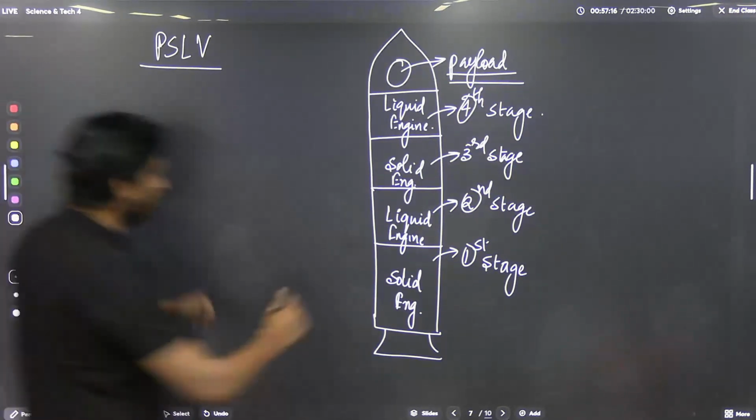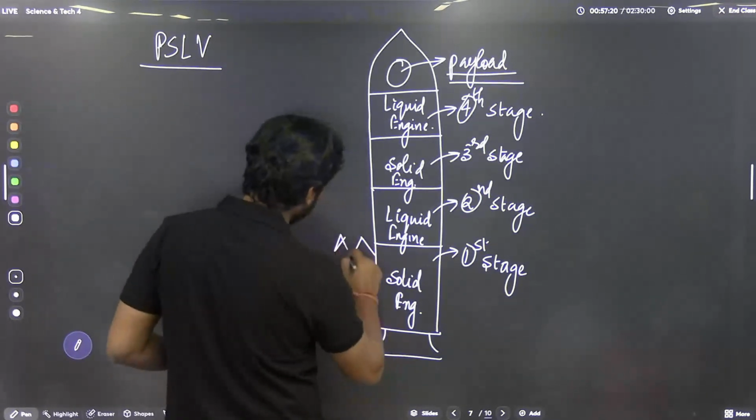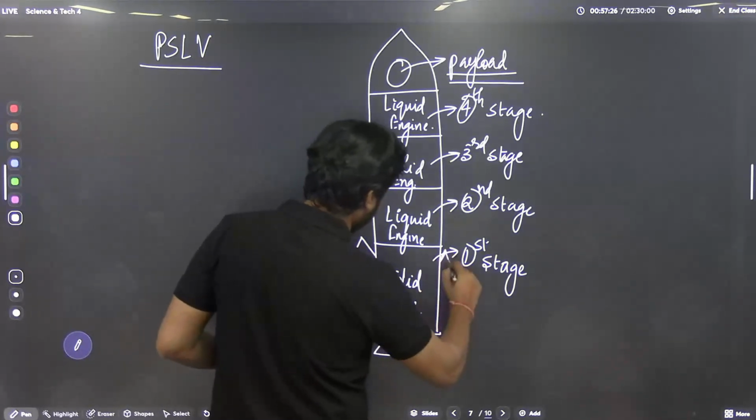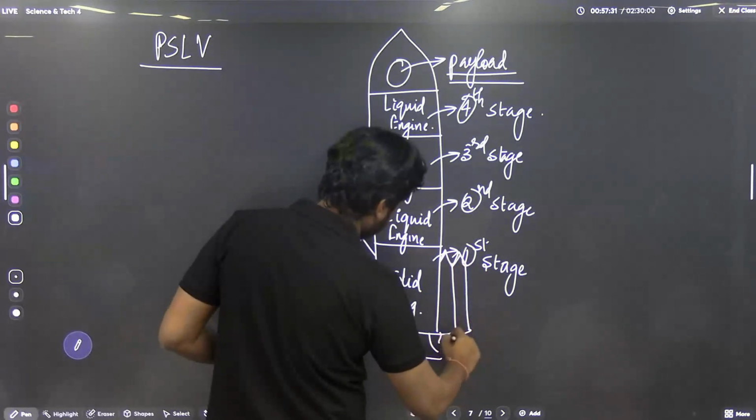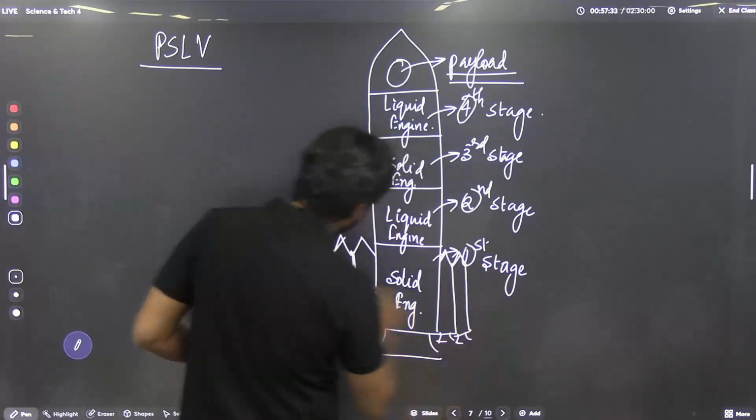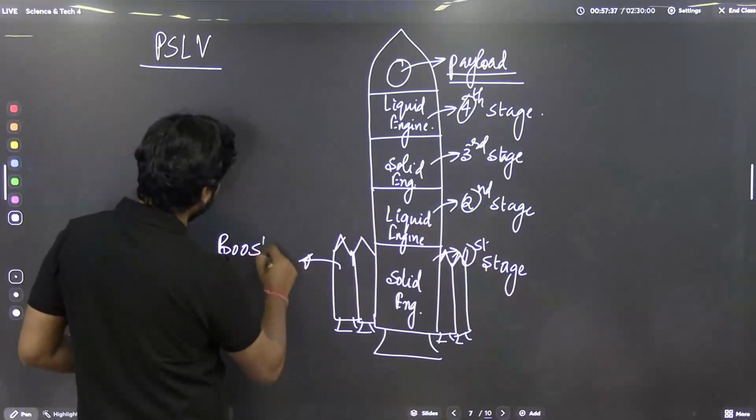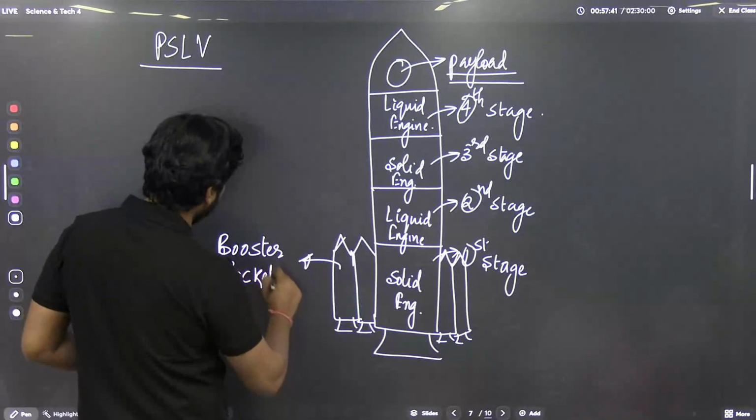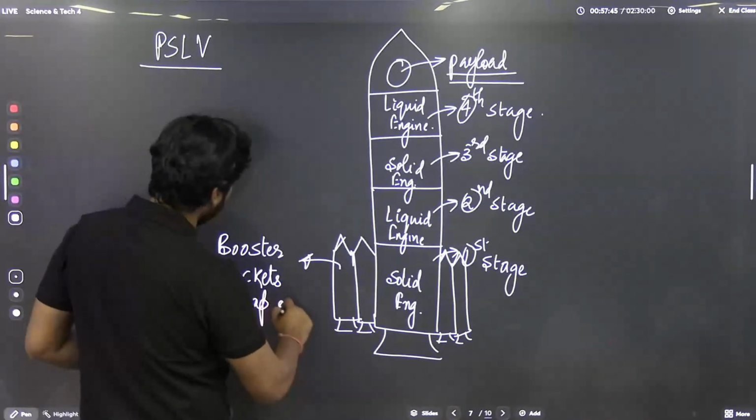And in the first stage, you will also see some booster rockets are there. These are called booster rockets, या इसको बोलते हैं strap on motors.